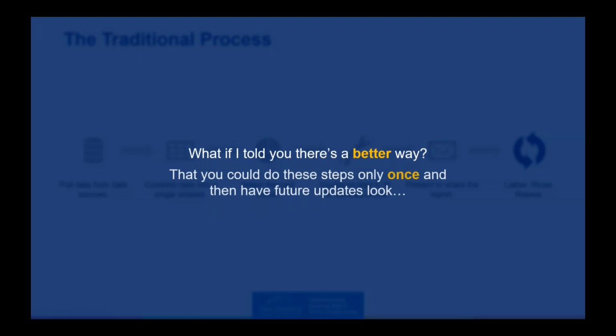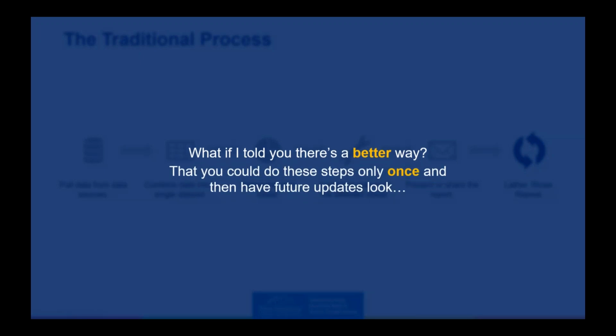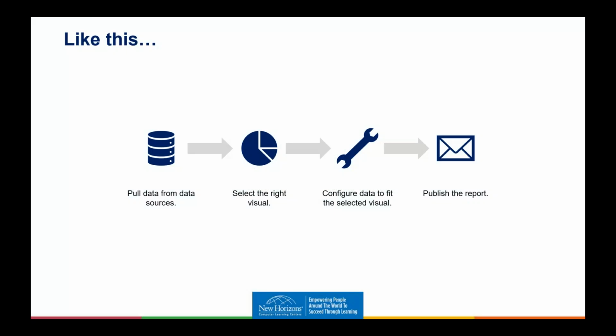What if I told you there's a way that you could actually take these steps, do them only one time, only once, and then for every future update, every time new data comes in and you need to make changes to your process, instead of all those steps happening every single quarter or month, the process could look like this: when new data comes in, you pull it out, you maybe change a few visuals and you update some of the data, and then you publish a report.